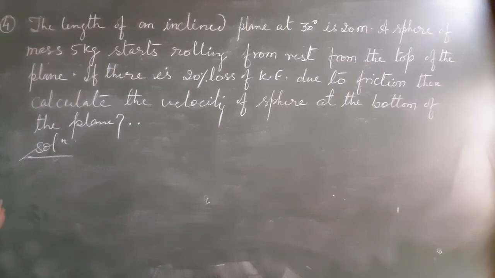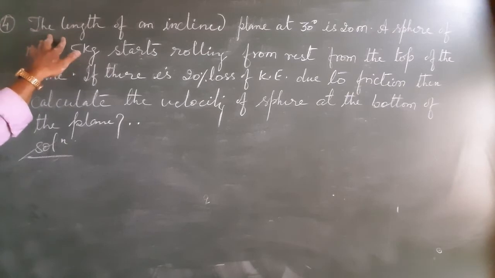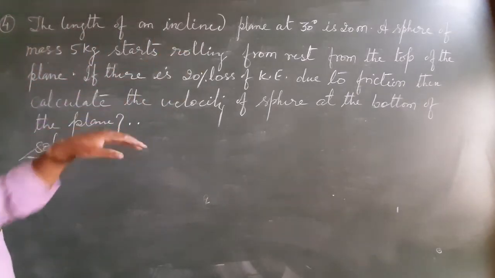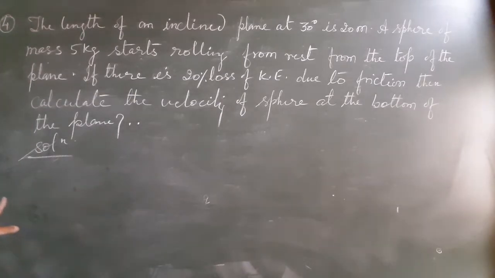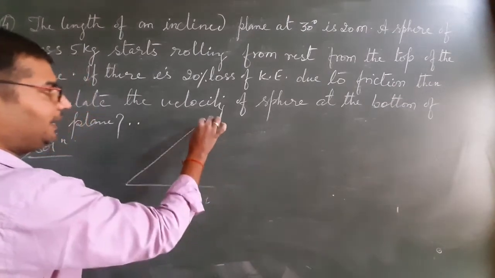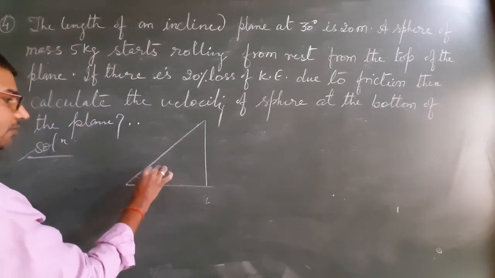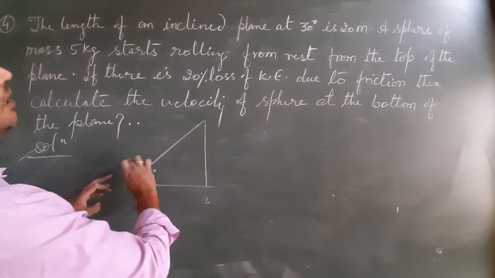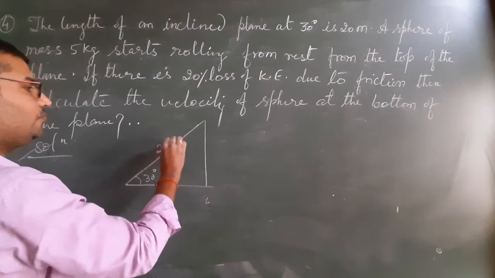Hello students, we have a numerical problem. The length of an inclined plane at 30 degree is 20 meter. This is the 30 degree angle, and this length is 20 meter.